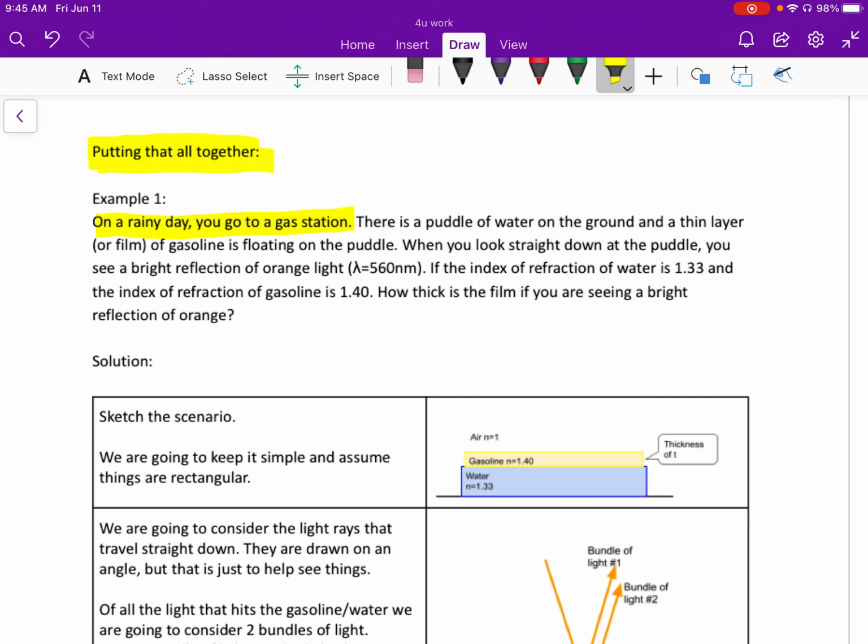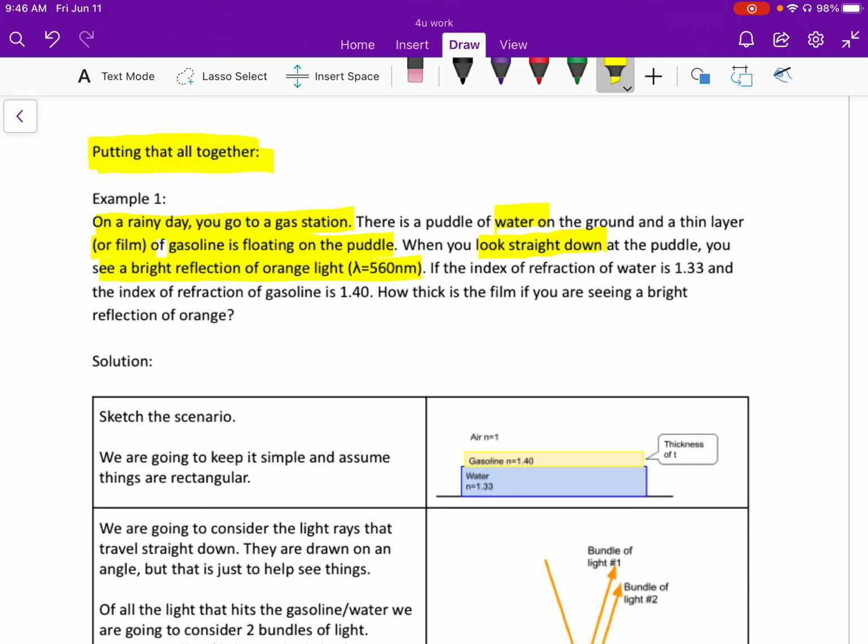Maybe you're at a gas station on a rainy day and there's a puddle of water on the ground. And just because it always happens at gas stations, a little bit of gas is spilled on the ground. And because of its chemistry and density, the gasoline is floating on top of the puddle. So the gasoline is forming a thin film on top of the water of the puddle. Bad luck, you're standing right in the puddle and you're looking straight down at it. And as you look straight down at it, you see a nice bright reflection of orange.